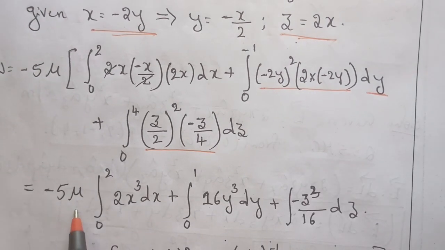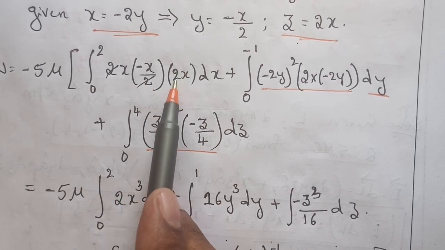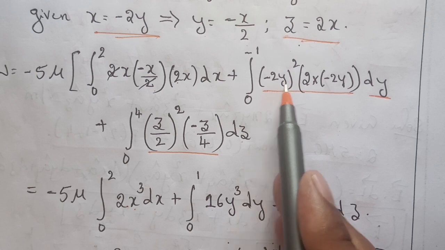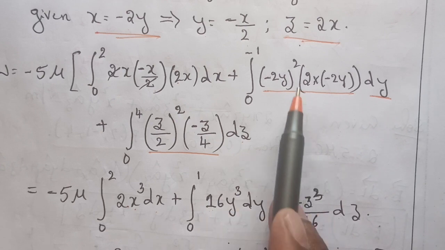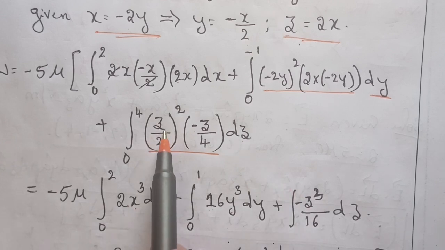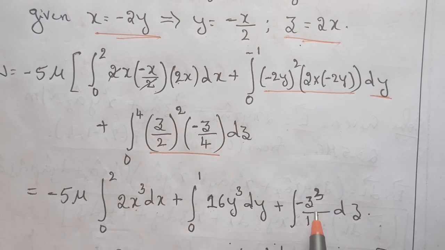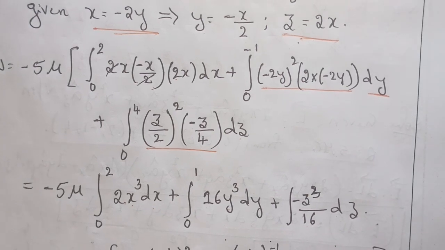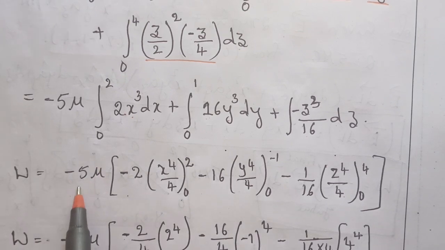So it is minus 5 microcoulomb, 0 to 2. So 2 gets cancelled, and you will remain with 2x cube dx plus here you will get 8, and you have a square here, 16, into y square into y, it is y cube dy, plus you will have z square by 4 into z. So z square into z is z cube divided by 4, 4 z, you will get 16 dz. Now with this, I am going to integrate through the limits.